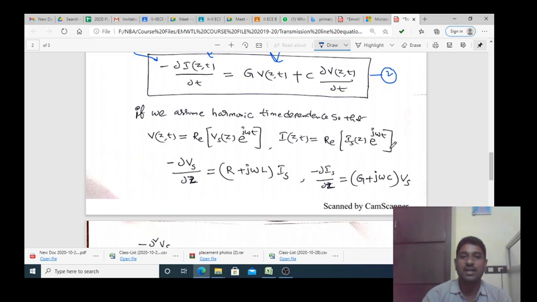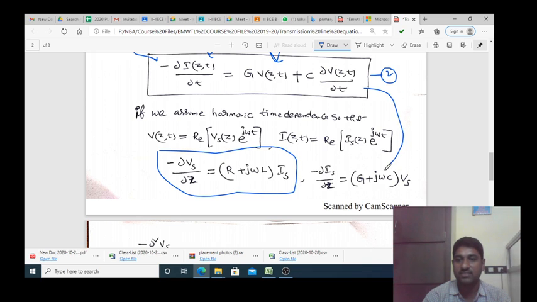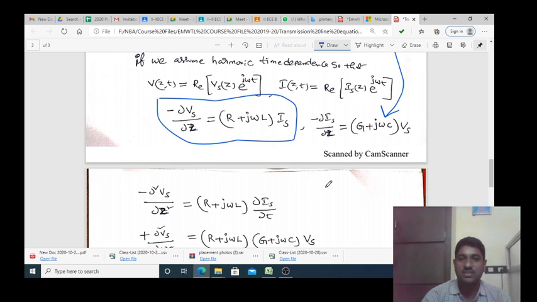Now in terms of time harmonics, we can express equation number 1 like this. Why? Because one differentiation becomes j omega, and two differentiations become j omega whole square. Similarly, the second equation becomes g plus j omega c, and we have taken Vs common. So now we have obtained these two equations.